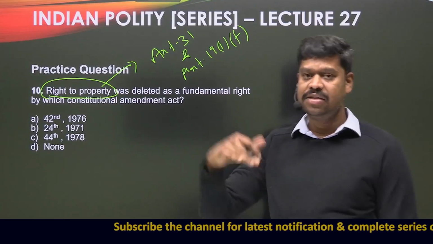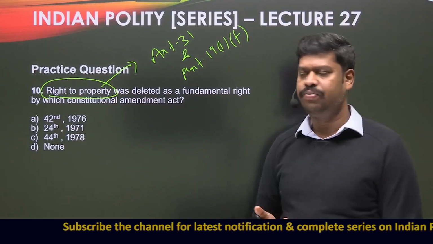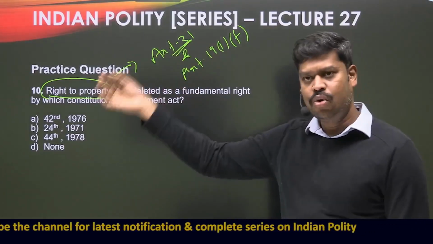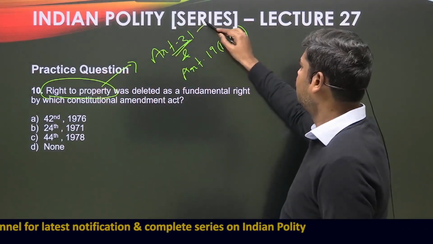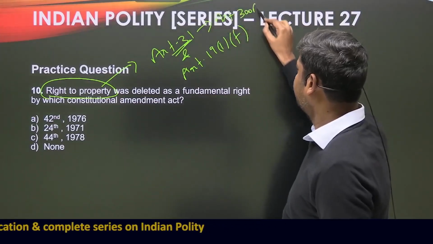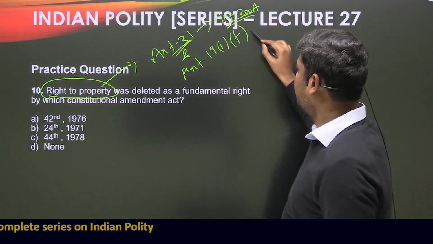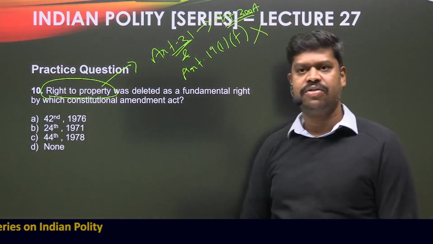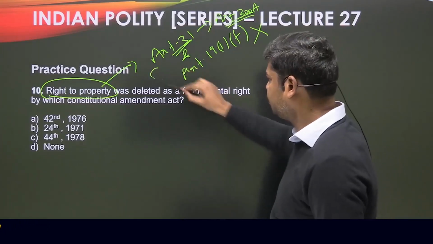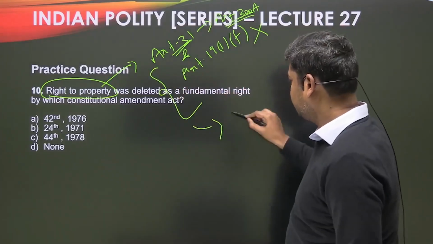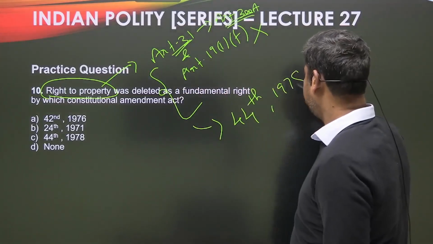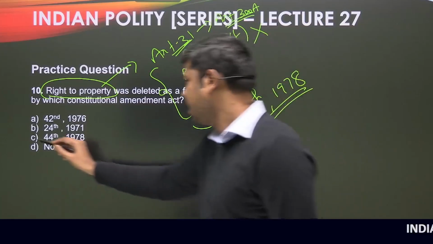And where has this right to property been placed right now? Article 31 was taken out of Part 3 of the Constitution. Today it is placed under Article 300A, but outside Part 3. And Article 19(1)(f) has been completely repealed from the Constitution. It is no longer in the Constitution. Both these changes happened by the 44th Constitutional Amendment Act in 1978. Okay, so the right answer is option C.